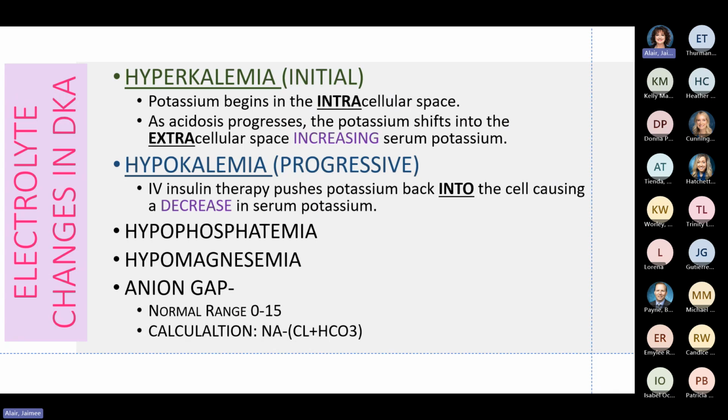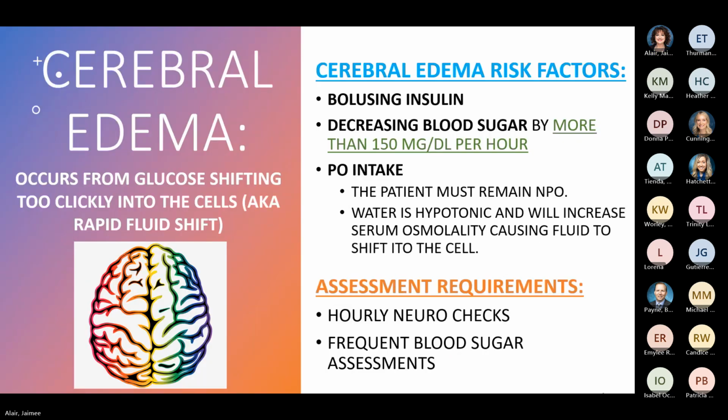So when we're discussing electrolytes in DKA, we have several that are pretty significant in every single patient. Initially, patients have hyperkalemia because the potassium that was in the intracellular space moves to the extracellular space, which increases that serum potassium. When we initiate IV insulin therapy, the potassium is pushed back into the cell, which then decreases the serum potassium. They also have low phosphate and low magnesium, and then we're watching that anion gap. The normal range is 0 to 15, and then this is how you calculate it based on the patient's labs.